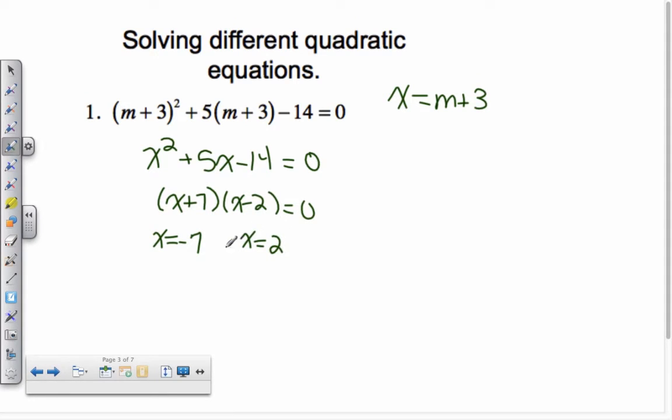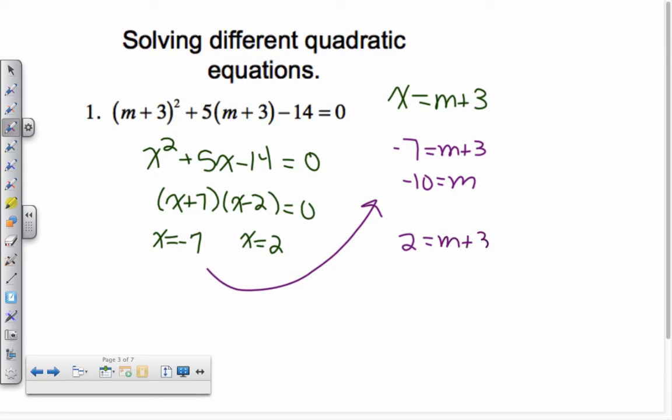But remember, we're not done here. We're going to take those two values and plug them back in to what we originally substituted. So we're going to say -7 is equal to m plus 3, and so -10 equals m. So that's one of my solutions. And 2 equals m plus 3. Subtract 3, you get m equals -1. And so that's my other. So my solutions to this are -10 and -1.